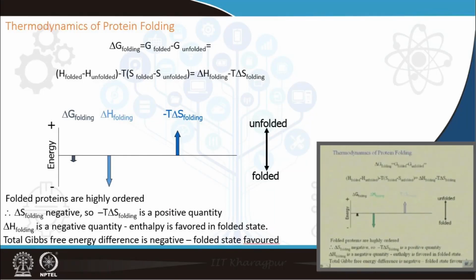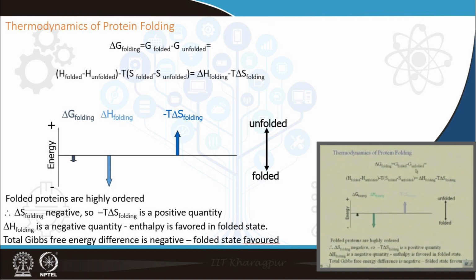Now we are going to consider the thermodynamics of protein folding. If we consider an initial and final state, what do we have? We have a delta G. What is this delta G? We want to find the free energy change due to folding of the protein.